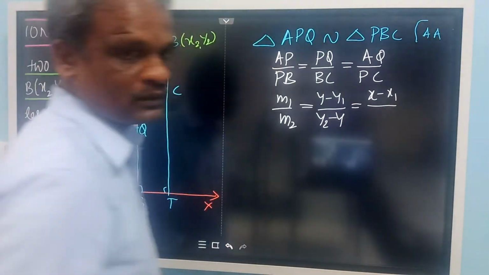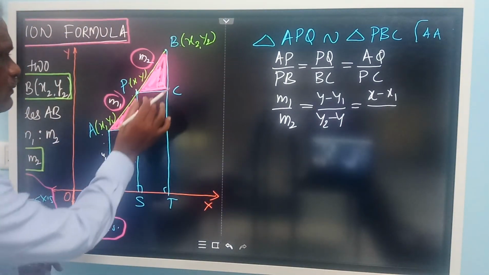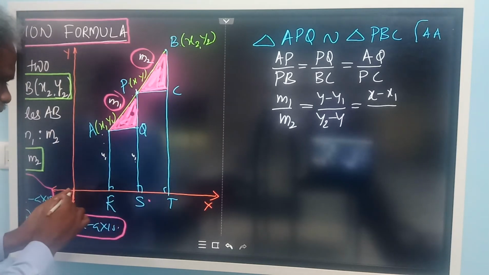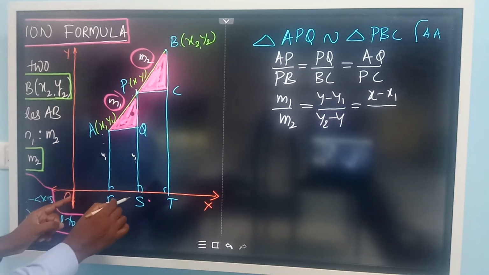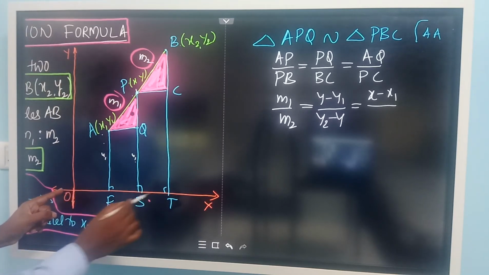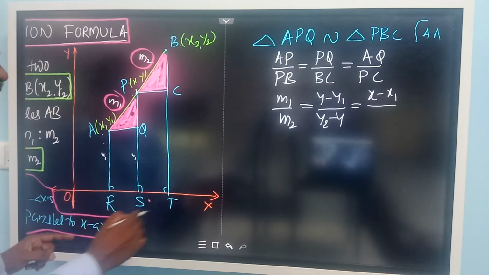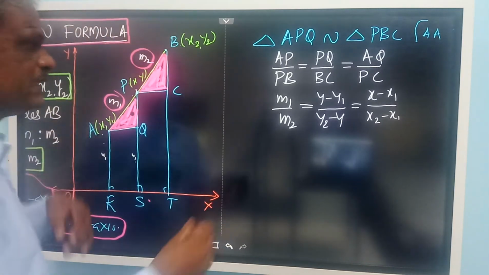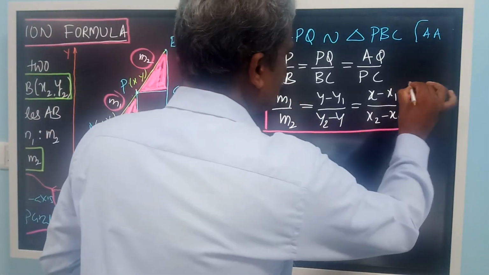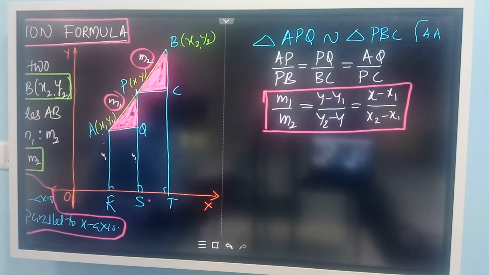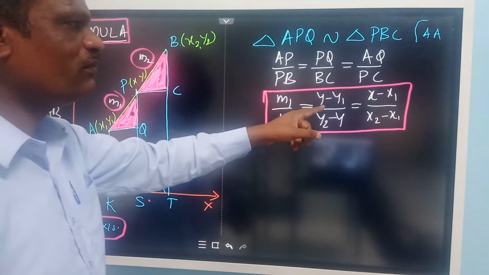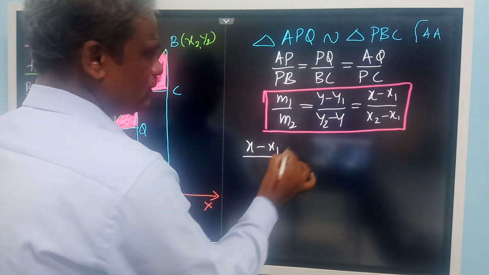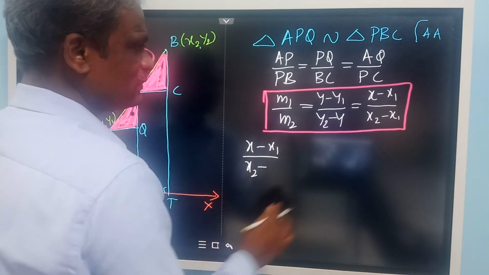Similarly, PC. What is the value of PC? PC here, this one. It is same as ST. ST can be calculated as OT minus OS. OT here is x2 minus OS is x. So here you can write x2 minus x. So this is a very important relation. We used to find the ratio also, M1 by M2. To get the value of x, equate the first and last. So x minus x1 divided by x2 minus x.